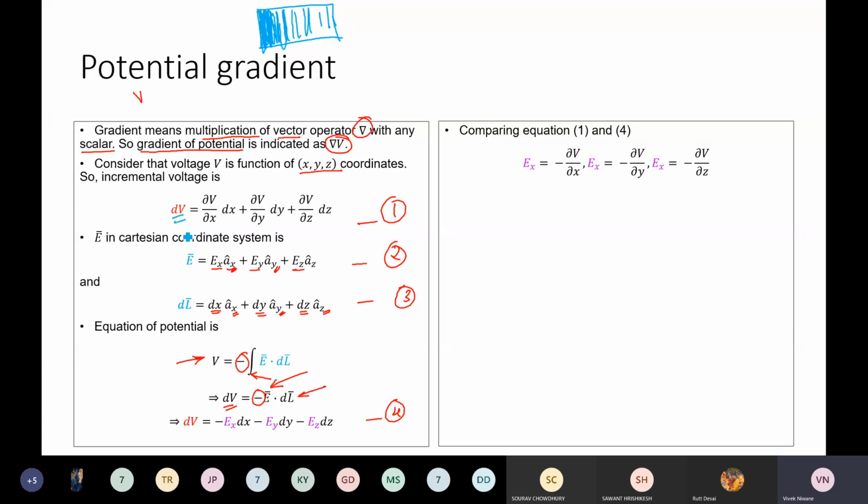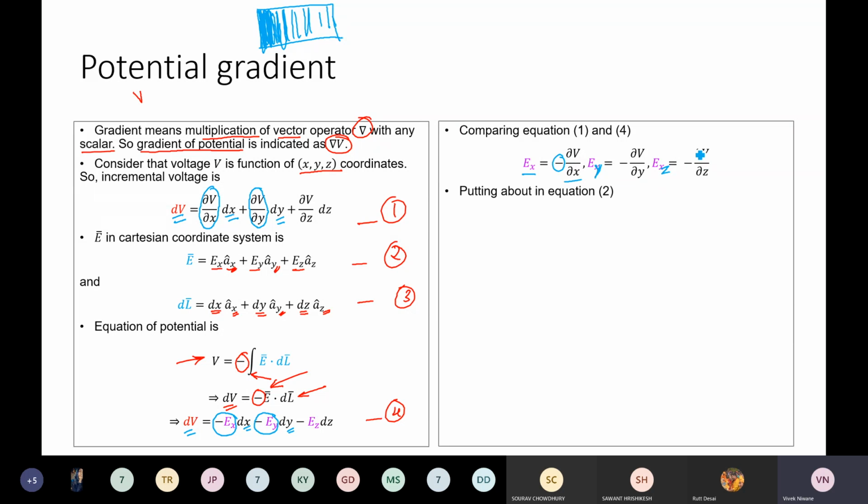So we do have dV over here, we do have dV over here. We have dx over here, we have dx over here. So this term, del V by del x, must be equal to minus Ex, or we can write Ex is equal to minus del V by del x. Similarly, we have dy over here, so minus Ey will be equal to del V by del y, or Ey is equal to minus del V by del y. Similarly, Ez is equal to minus del V by del z.